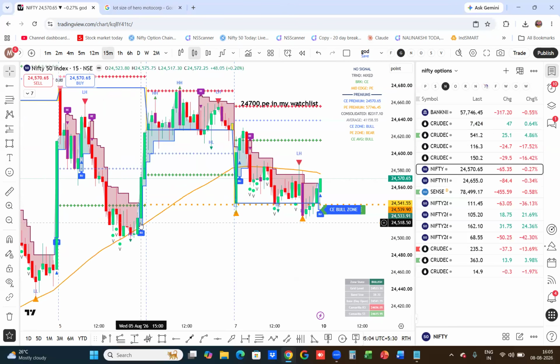Since it is starting from the previous S3 area, it acts as guidance for you, as a support. Then I'm selecting the 24,500 call option.